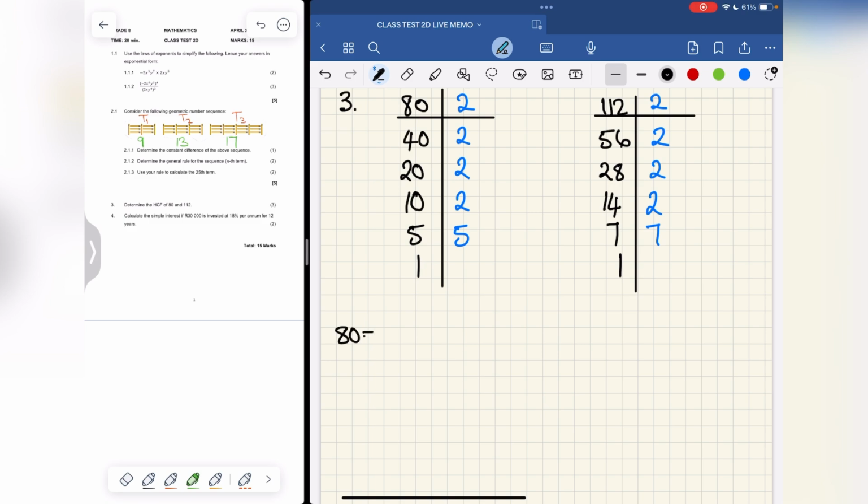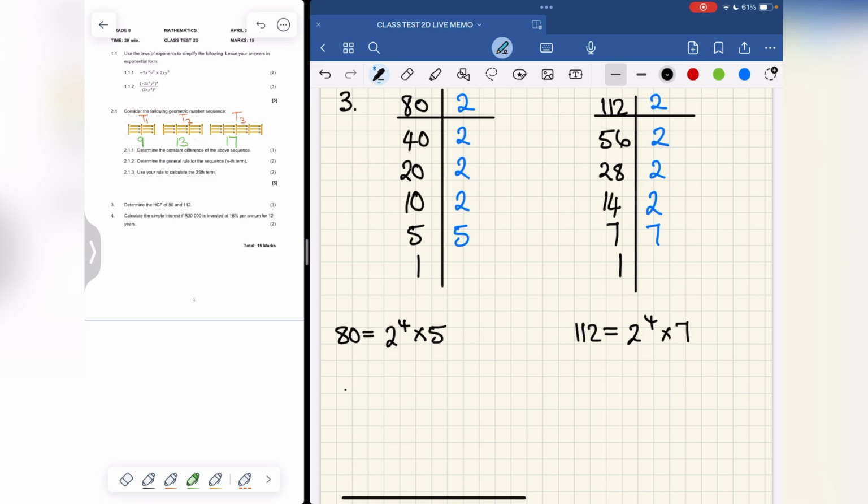We've got 80 being a product of 1, 2, 3, 4 twos. So that is 2 to the power of 4 times 5. And then for 112, we've got 1, 2, 3, 4 twos, and we've got a 7.